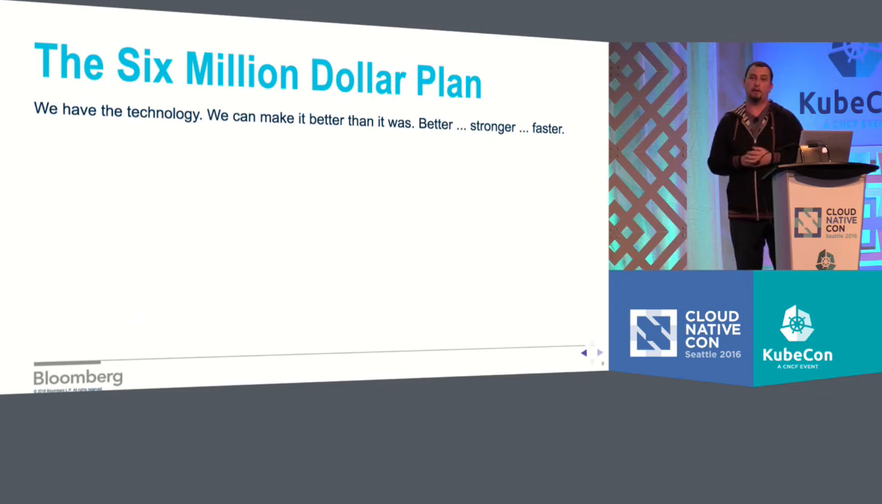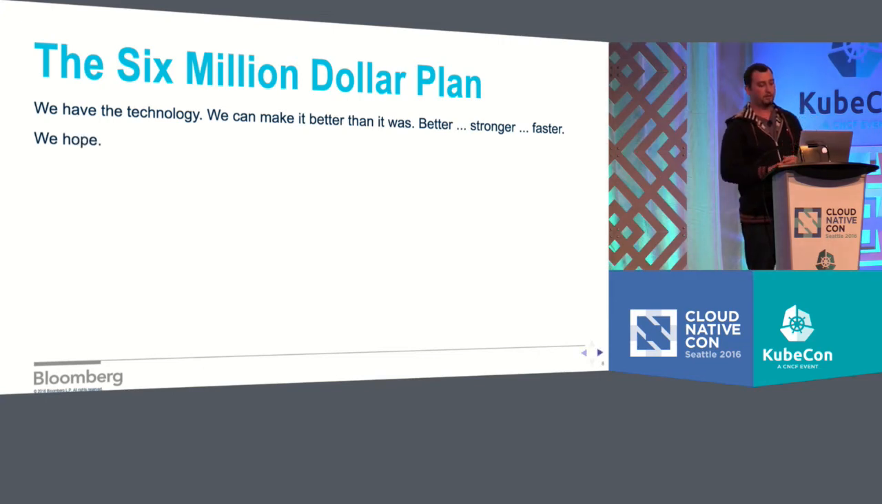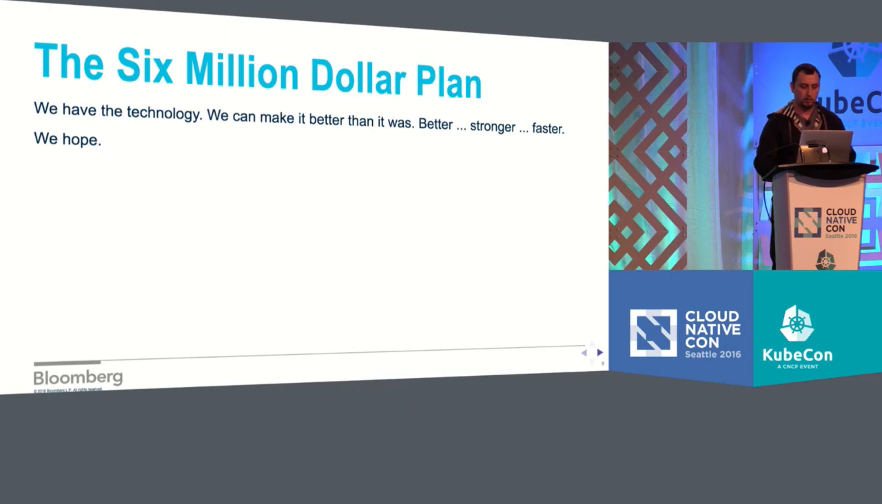So, the $6 million plan. We have the technology. We want to make it better than it was. Better, stronger, faster. We hope.